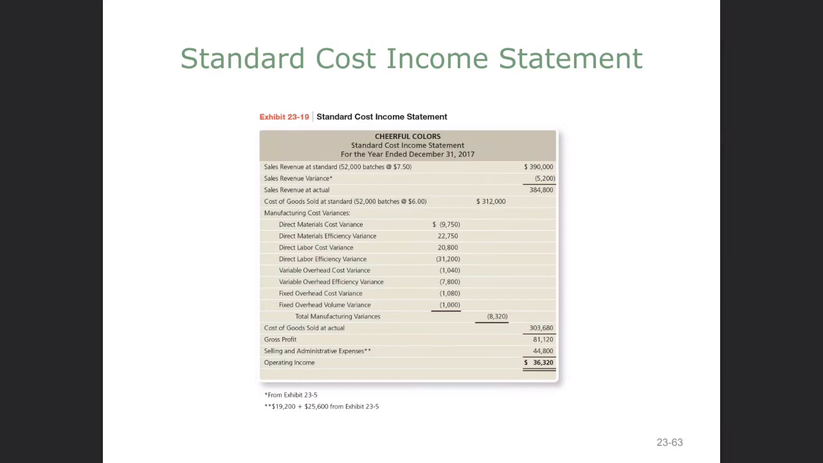And then the cost of goods sold at standard for the batches was $312,000. We've listed all of our variances here, so our direct materials cost variance, efficiency variance, etc. All these different variances are listed here. Adding those gives us our total manufacturing variance, and then the cost of goods sold, our gross profit, our selling and administrative expenses, and then finally ending at our operating income, $36,320.